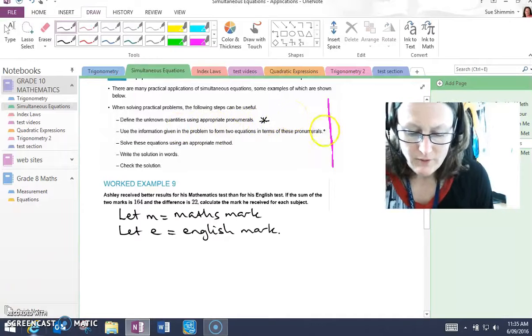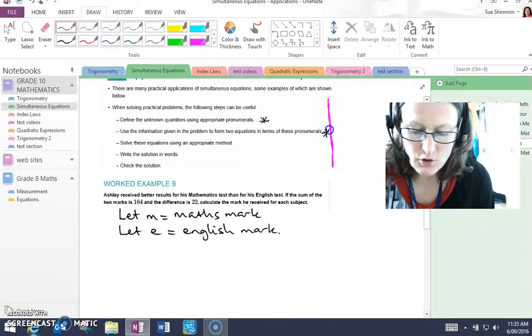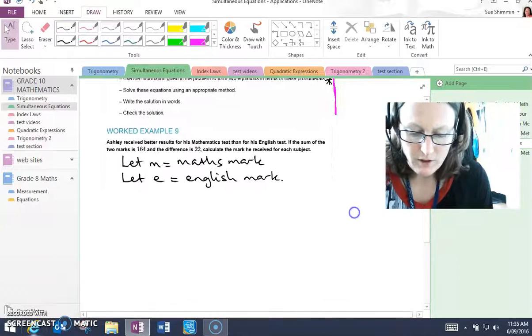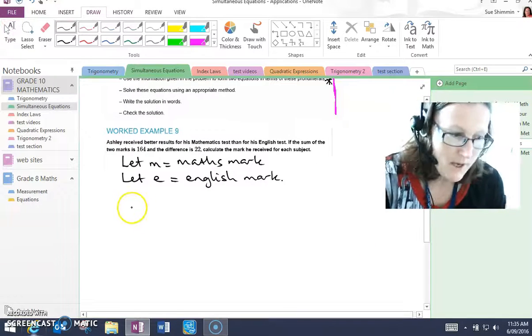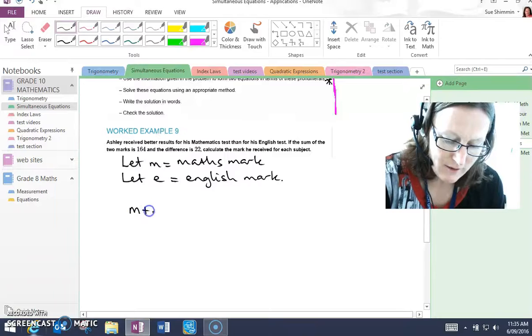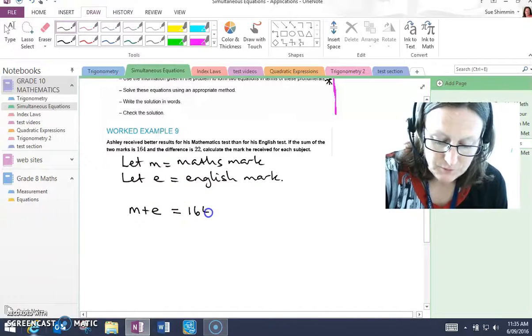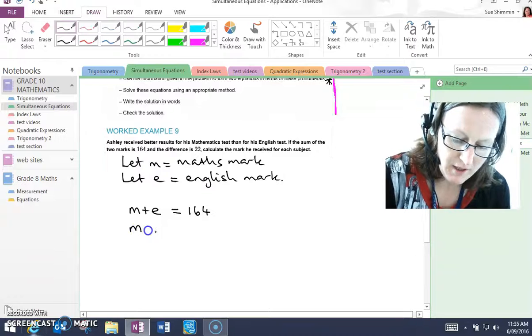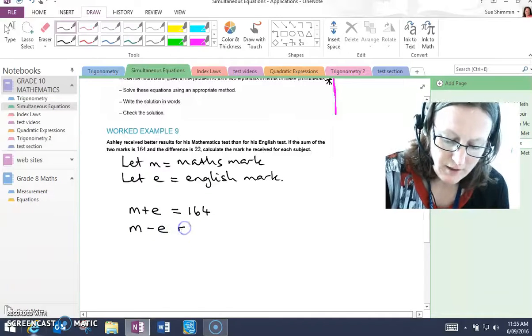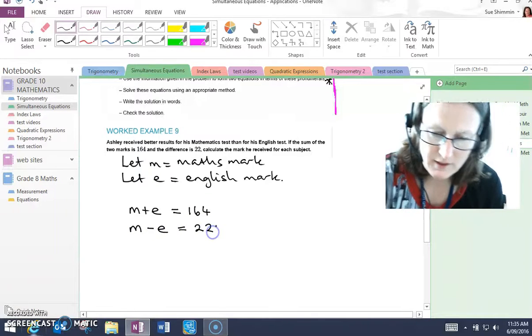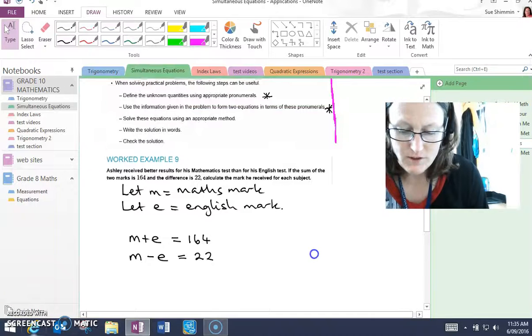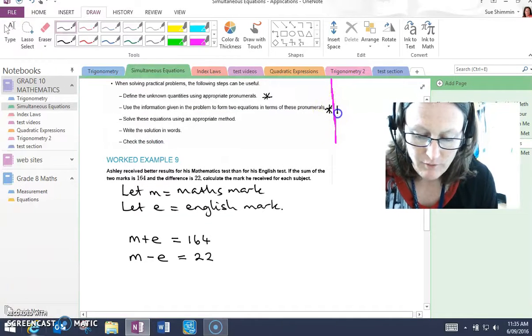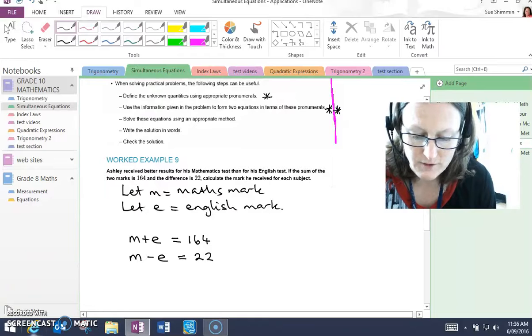Use the information given to form 2 equations in terms of these pronumerals. So we are told that his maths and English mark added together, or hers, Ashley, was 164. We were told that the maths mark was better than the English mark, better by 22. So if you get the maths mark, take away the English mark, it is 22, because he did better in maths than English by 22. So we've just done the second thing, used the information to set up 2 equations.